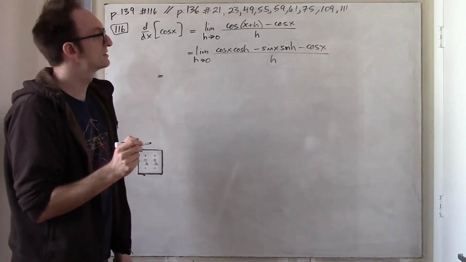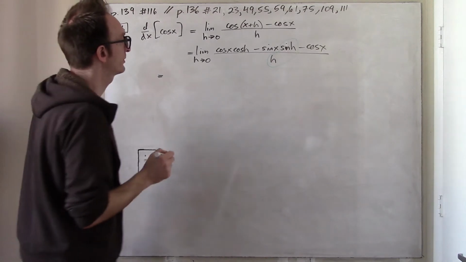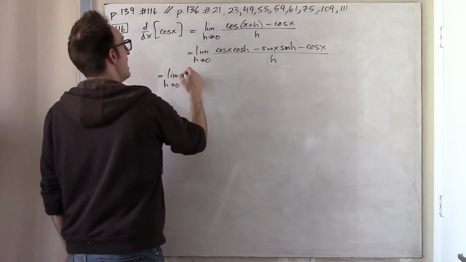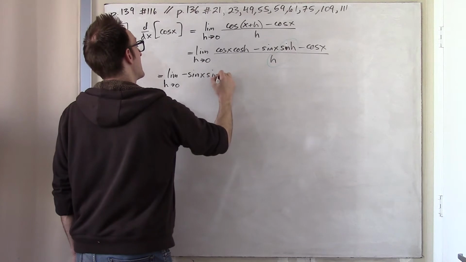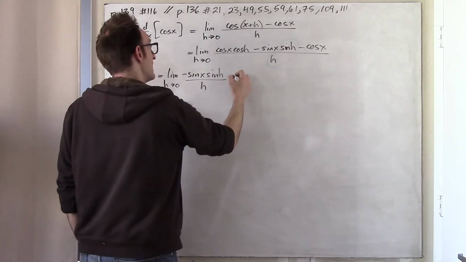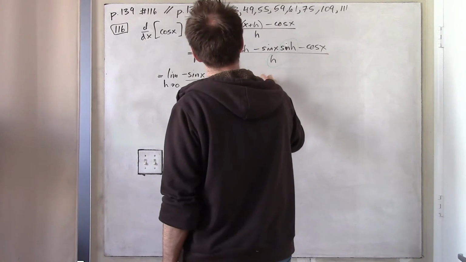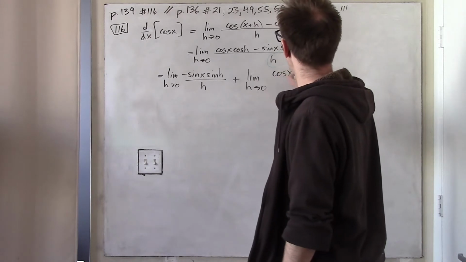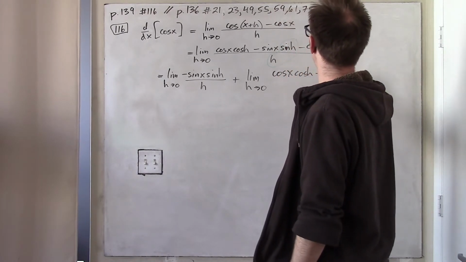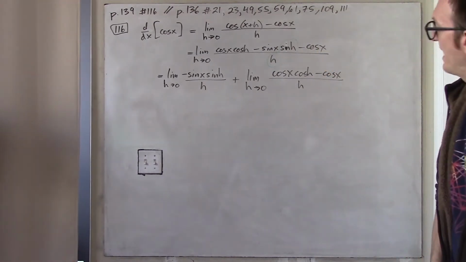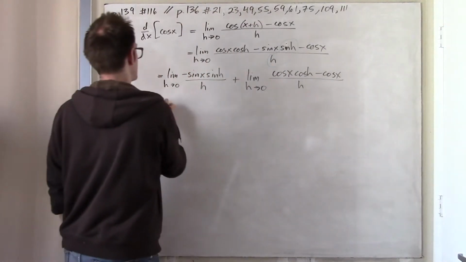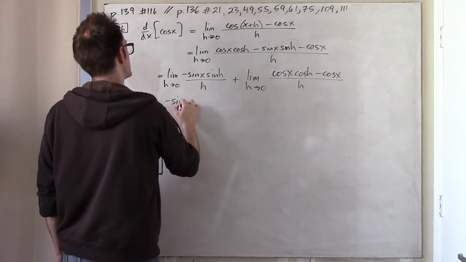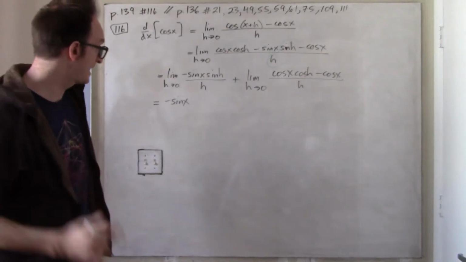So let's split this limit up into 3 limits. It's on the one hand the limit as h goes to 0 of negative sine x sine h over h plus the limit as h goes to 0. Well, if I remove that middle term, then what's left over? Cosine x cosine h minus cosine x all over h. And okay, you know, that's sort of it, right? We're basically done, because here I can pull out a negative sign. This is the limit as h goes to 0, so anything that doesn't have any h's in it is a constant as far as that limit is concerned.